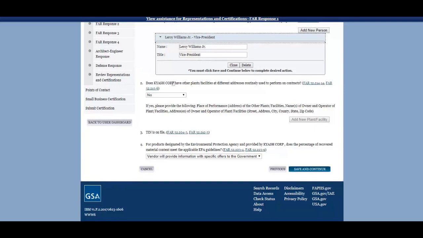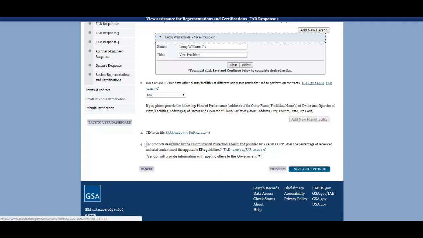Then, does Irs Corp have other plants or facilities at different addresses routinely used to perform on contracts? Right now, no. Although we are registered or incorporated in the state of New Jersey, we are also authorized right now to do business within the Commonwealth of Virginia, but we're going to just leave this question as no.